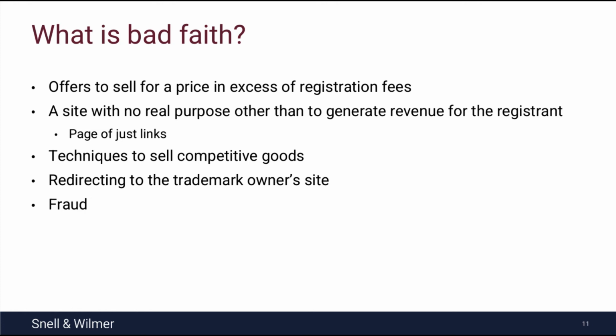Fraud is another one. And again, if you go back to the policy behind trademark law protecting consumers, that's one where it's a bit easier to show that there was, in fact, bad faith, especially if there's fraud.